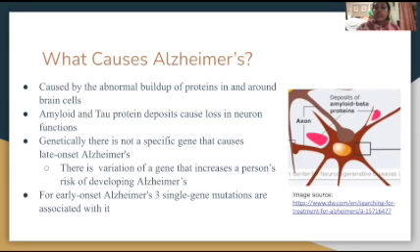Genetically, there is not one specific gene that causes late onset Alzheimer's, but there is a variation of a gene called APOE that can increase a person's risk for developing it. For early onset Alzheimer's, there are 3 mutations that are associated with it, one of them being a mutation in the amyloid protein gene.